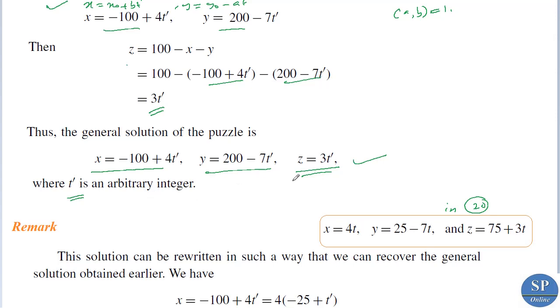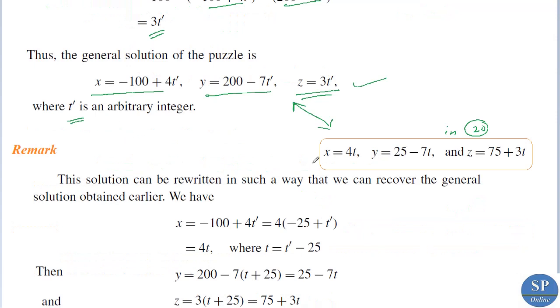So actually these two solutions are the same. In the previous solution we have x equal to 4t, but here we have x equal to minus 100 plus 4t dash. So minus 100 plus 4t dash is equal to, taking 4 outside, 4 into minus 25 plus t dash. So if we put this as t, we get 4t. So x is equal to 4t where t equal to t dash minus 25. So we can express it like this. Here we used this transformation t equal to t dash minus 25. So a similar change occurs in y and z also.